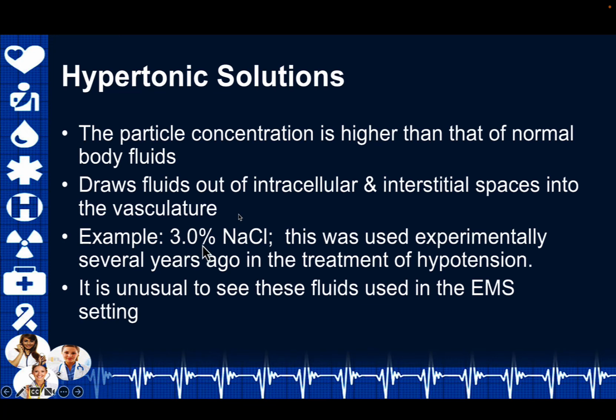An example of this could be 3% sodium chloride or 3% normal saline. If we remember, isotonic solutions include normal saline, which is 0.9%. So less than 1% sodium chloride is our isotonic solution. This is essentially a little more than three times that amount of salt. And so this has less water and more salt in it, and that makes it hypertonic.